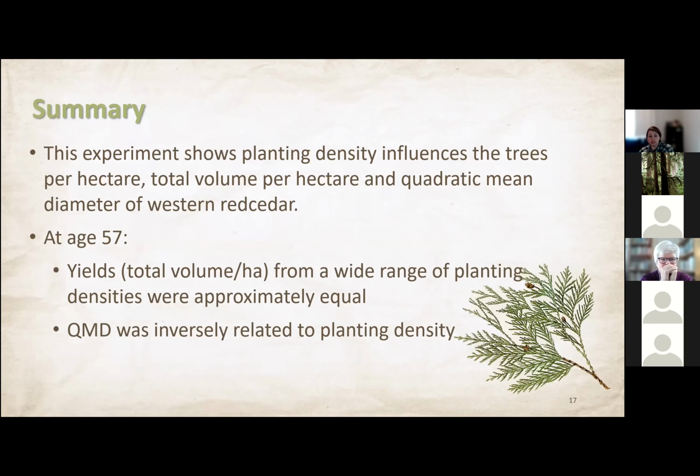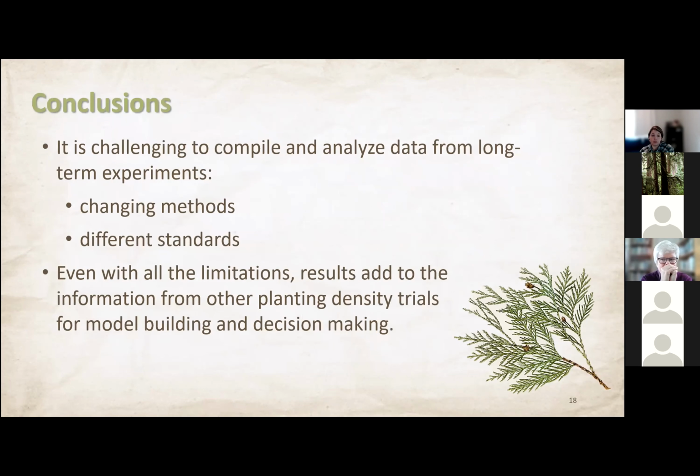So in summary, this experiment shows planting density influenced the trees per hectare, total volume per hectare, and quadratic mean diameter of Western red cedar. At age 57, yields from a wide range of planting densities were approximately equal. Quadratic mean diameter was inversely related to planting density.